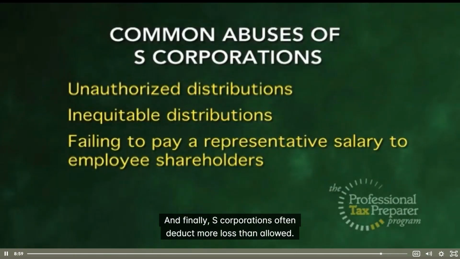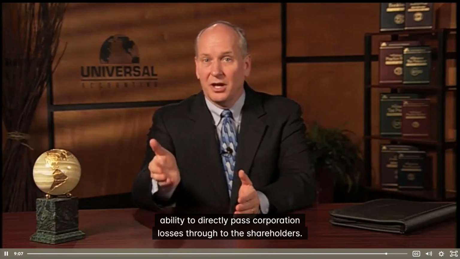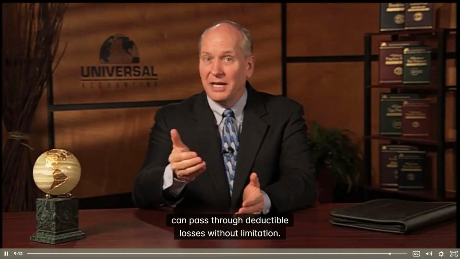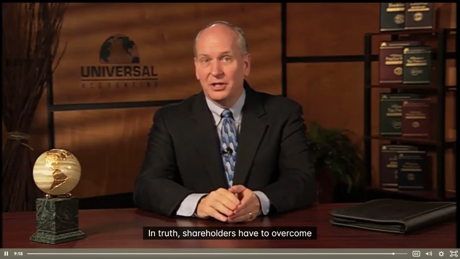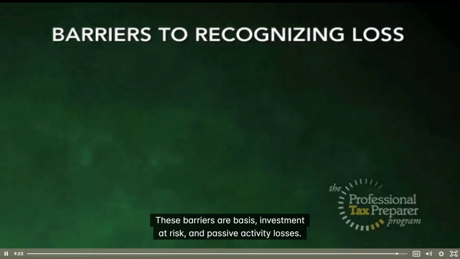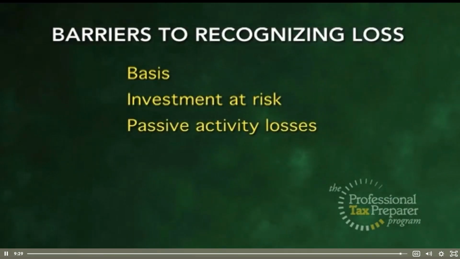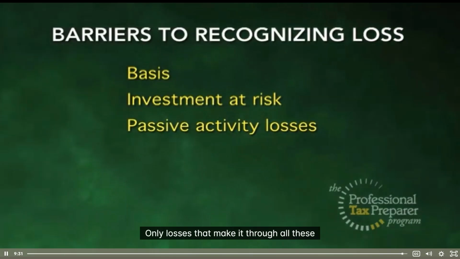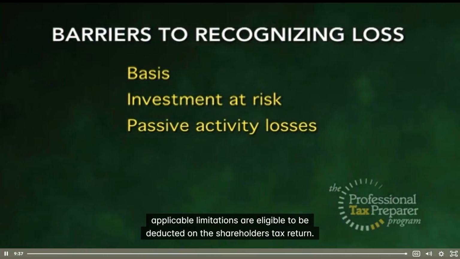And finally, S corporations often deduct more loss than allowed. An advantage of an S corporation is its ability to directly pass corporation losses through to the shareholders. One misconception is that an S corporation can pass through deductible losses without limitation. In truth, shareholders have to overcome three barriers before deducting loss on their individual tax return. These barriers are basis, investment at risk, and passive activity losses. The workbook explains each in detail. Only losses that make it through all these applicable limitations are eligible to be deducted on the shareholder's tax return.